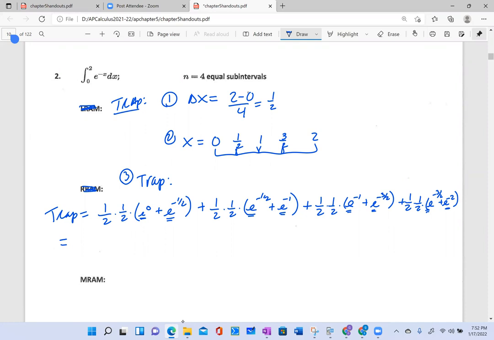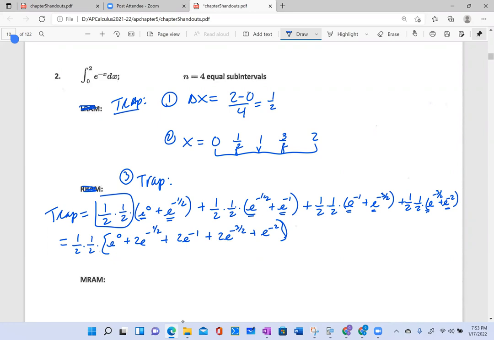So if I wanted to do some cleaning up, I really could factor out from each of these a 1/2 and another 1/2, which would now be a 1/4. And that'd be e to the 0 plus, by like terms, 2e to the negative 1/2 plus 2e to the negative first plus 2e to the negative 3 halves plus e to the negative second. And just to double check there, I've got 1, 2, 3, 4, 5, 6, 7, 8. And that looks good to me there.